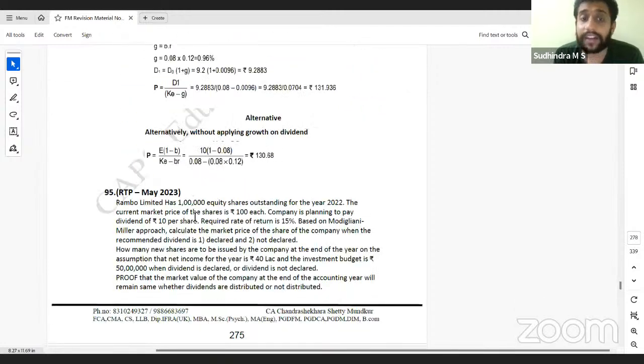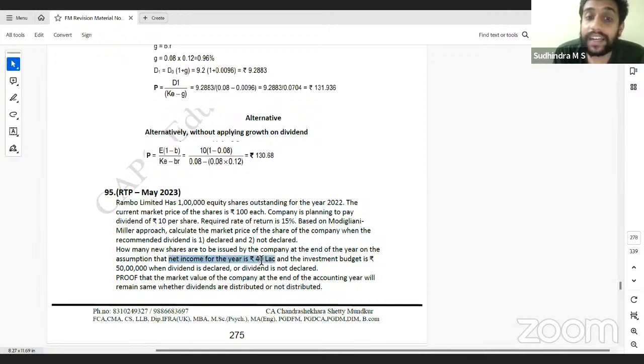Then we have May 23 RTP. Rambo Limited has 1 lakh equity shares outstanding in the year 2022. Current market price of the share is 100 rupees. Company is planning to pay a dividend of 10 rupees per share. Required rate of return is 15%. Based on Modigliani-Miller approach, calculate the market price of the share of the company when recommended dividend is declared, and not declared. Ultimately, you should get the same answer because this is dividend irrelevance theory. Correct?